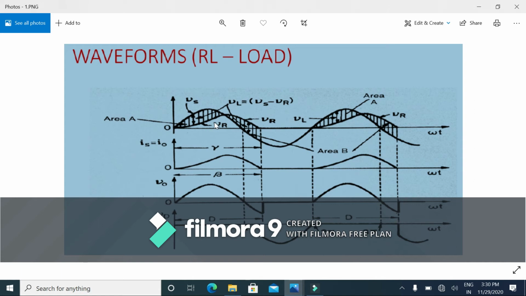VR will exactly follow the minima and maxima points of this current, while to represent the VL, this VL will be Vs minus VR.